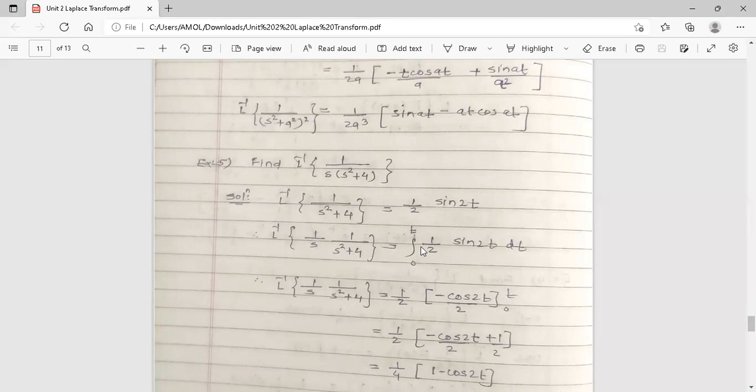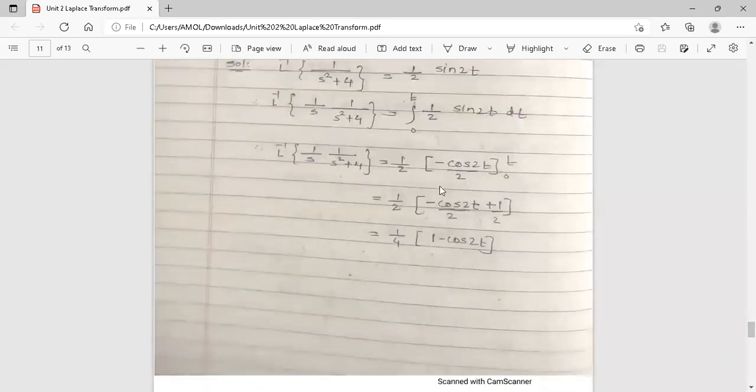Division by s property means you just integrate the function over 0 to t. Function is there 1 by 2 into sin 2t. And then you solve this integration. 1 by 2 is constant, so as it is. Integration of sin 2t is minus cos 2t upon 2, limit 0 to t. And 1 by 2 as it is. Upper limit is t, so minus cos 2t upon 2, minus minus plus lower limit 0. And for lower limit we take minus sign.